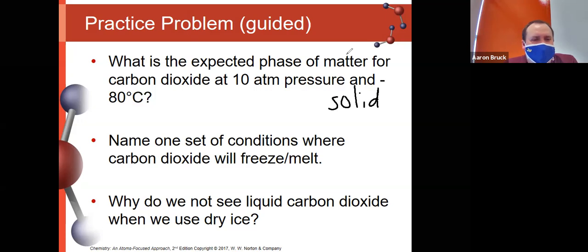Name one set of conditions where carbon dioxide will freeze or melt. Now keep in mind, freezing and melting are going to occur at the same time if we are at a melting point or a freezing point. So long as we maintain that same temperature, both conversions are happening at the same time. It's only when we start to go above that temperature or below that temperature that one of those two processes ultimately starts to take over and dominate that conversion.